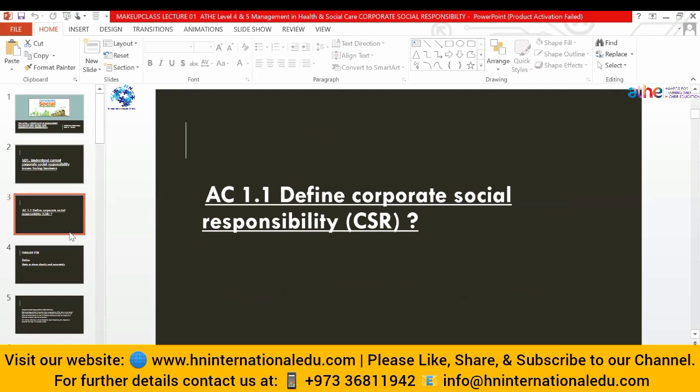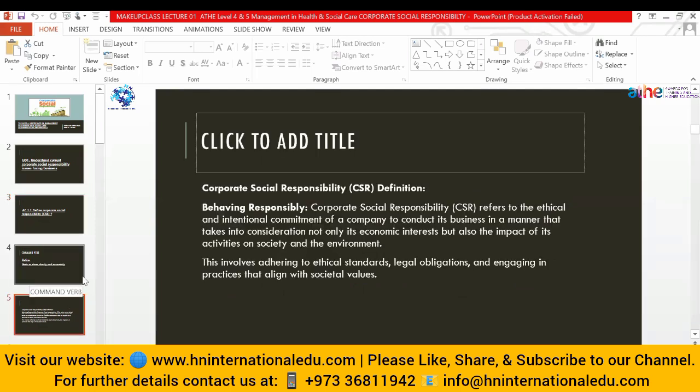I understood the triple bottom line. Yeah, first, not the command, after the command verb. Okay. I think that's the one, right? Yeah, this one. All right. CSR refers to the ethical and intentional commitment of a company.